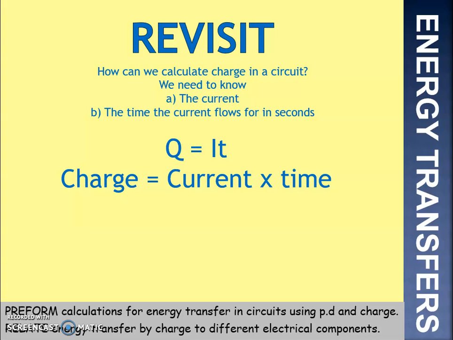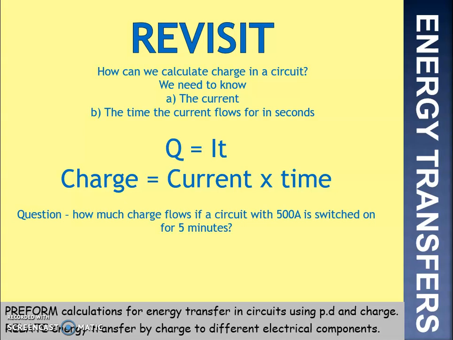So we get our current, we get our time in seconds and work out the charge. So in this case, how much charge flows if a circuit with 500 amps is switched on for 5 minutes? Pause the video whilst you attempt that question.